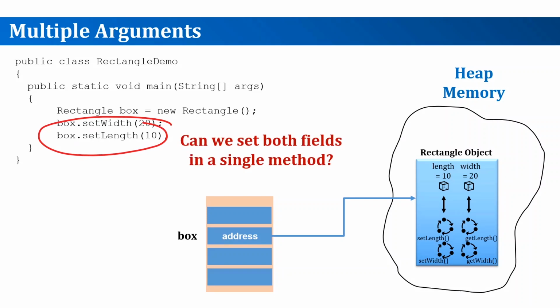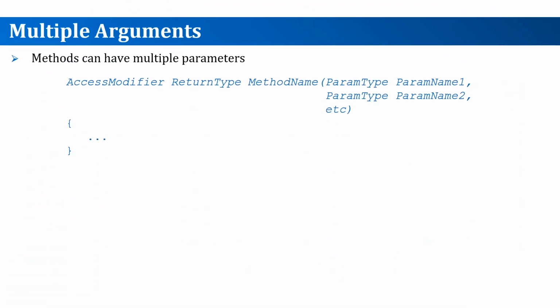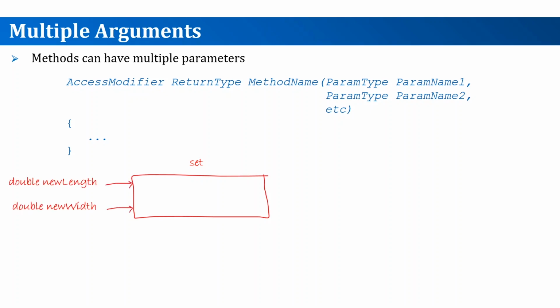Can we do that? In general, the method's header accepts any number of parameters as long as you declare its data type and separate them by commas. Then how can we create a method that sets the length and width together? Let's analyze it. I will call this method set. To set the length and width, which are doubles, I need two inputs, a new length and a new width. Inside the method, I will assign these new values to my length and width.